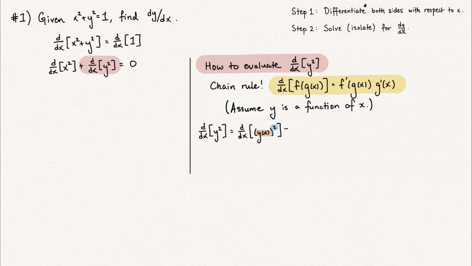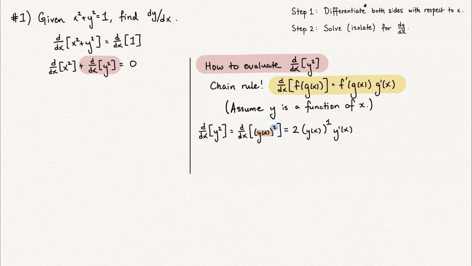So we get that this will be equal to, first, the derivative of the outer layer. So we're going to differentiate the power to give us 2 times something raised to the first power. And then the something is, we leave the inside the same. So we plug y of x back into the inside. And then we multiply this by the derivative of the inside. Well, the derivative of y of x is just y prime of x.